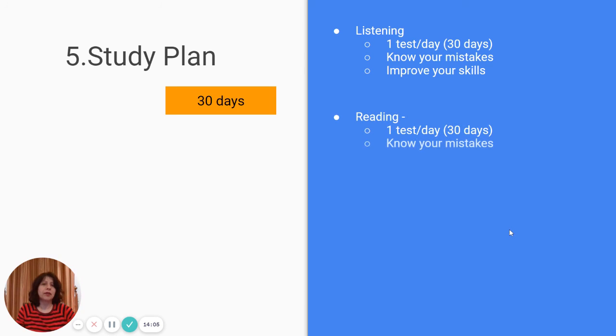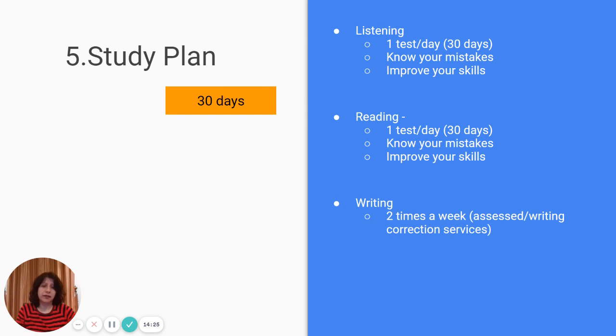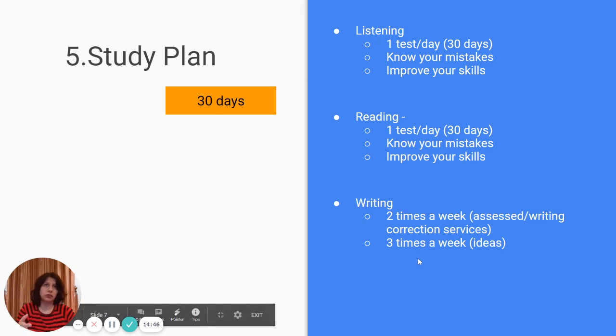Reading goes the same. I mean, if not one test a day, if not seven tests in a week, at least try to do four. Start with four tests a week to five, and it depends upon how much time you have, right? And then for writing, two times a week, I would say get it assessed, the writing correction services which I told. But before that, join that group and read. Read a lot. Read not only articles, but also the model essays to get the hang of what IELTS writing is all about. And if not writing essays, at least start with writing ideas for the essays.